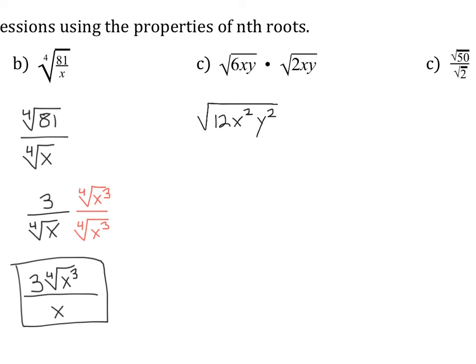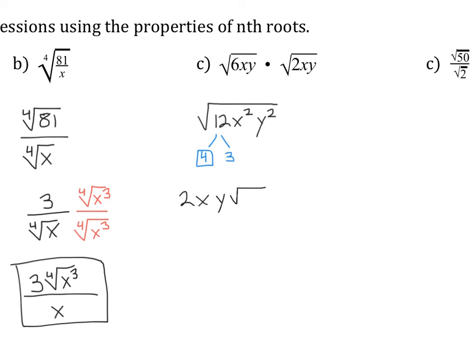So again, I'm thinking of perfect squares that 12 is divisible by. So 12 is divisible by 4. That's a perfect square. So it's 4 times 3. The square root of 4 is 2. 2 goes into 2 once, so it simplifies to x. 2 goes into 2 once, so it simplifies to y. And then what we have left on the inside is simply 3.